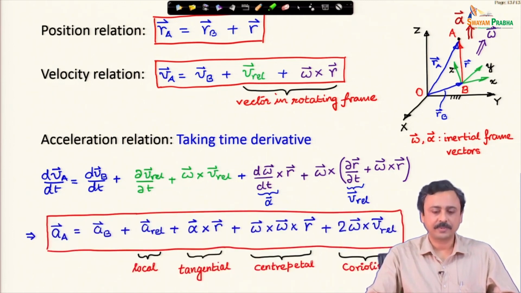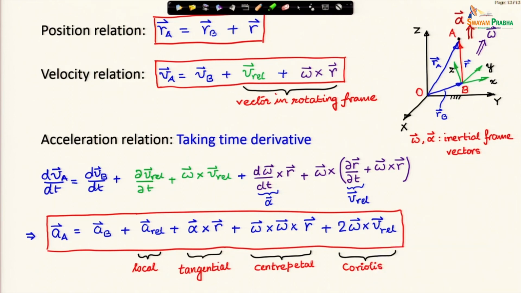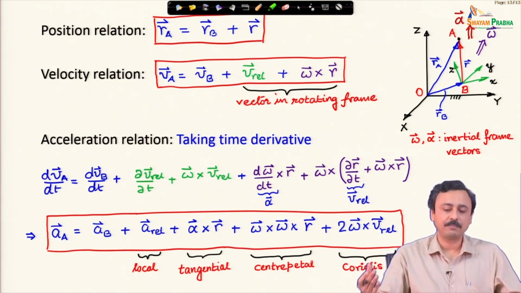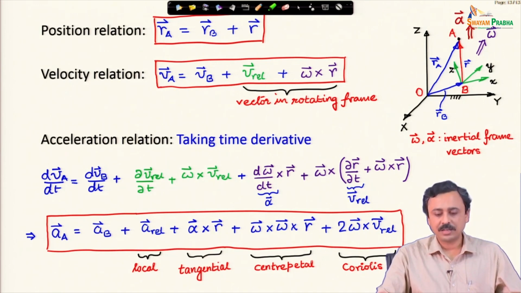We had rearranged the whole thing and obtained this master equation for the acceleration of A, in terms of the acceleration of B, A rel, alpha cross r, omega cross omega cross r, and 2 omega cross V rel, and these are the names. This is the local acceleration, the acceleration measured by this observer B sitting in a rotating frame and observing this particle or point A moving in his or her frame. Similarly, V rel. Alpha cross r is the tangential acceleration, the centripetal acceleration is omega cross omega cross r, and Coriolis is 2 omega cross V rel.